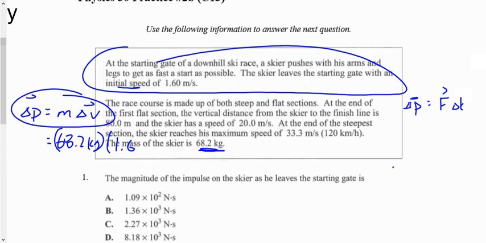0. 1.6 minus 0. When we do that math, it works out to be A, 1.09 times 10 to the 2 newton seconds. What's the other set of units that could have been used here? Kilograms times meters per second. Yeah, good. So the answer is A.